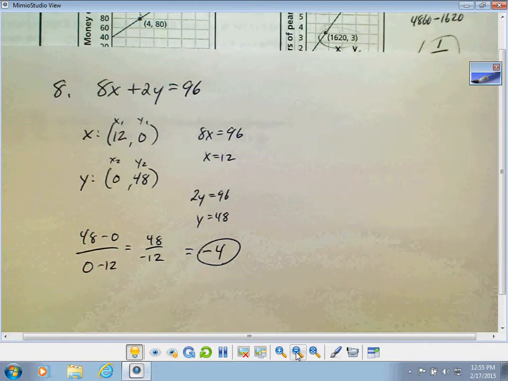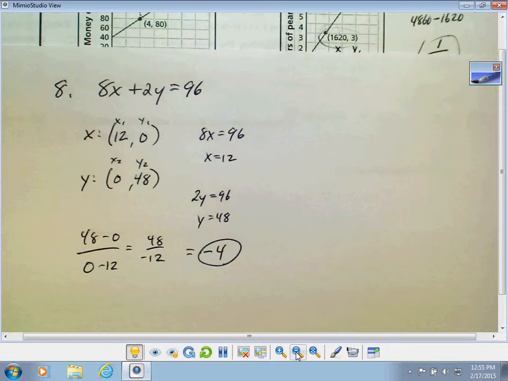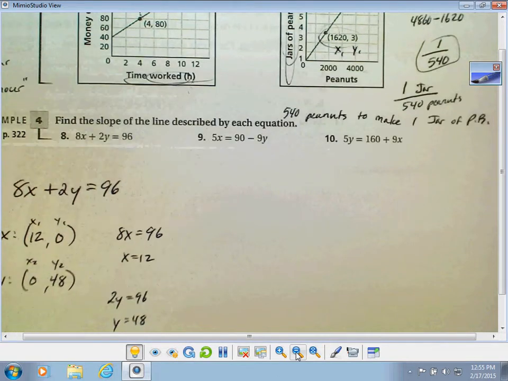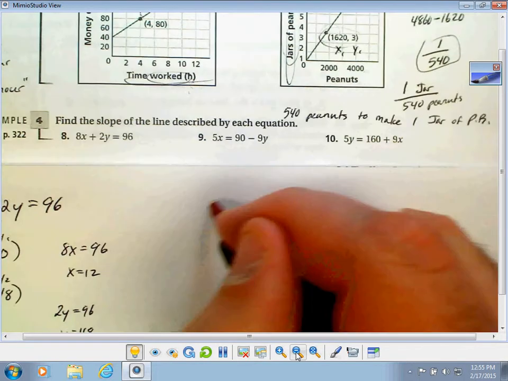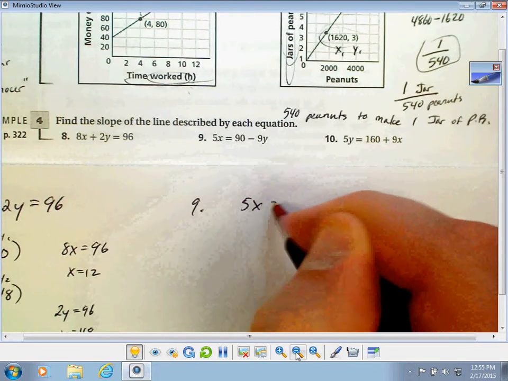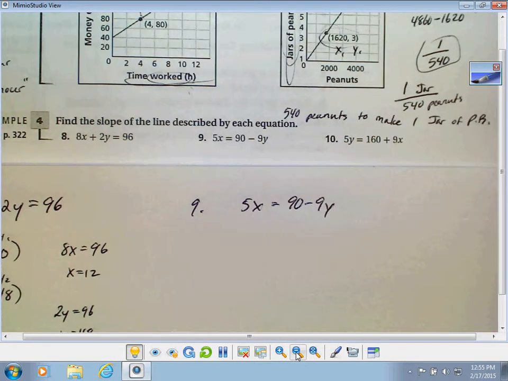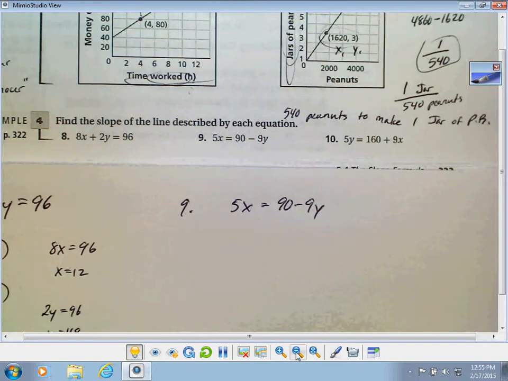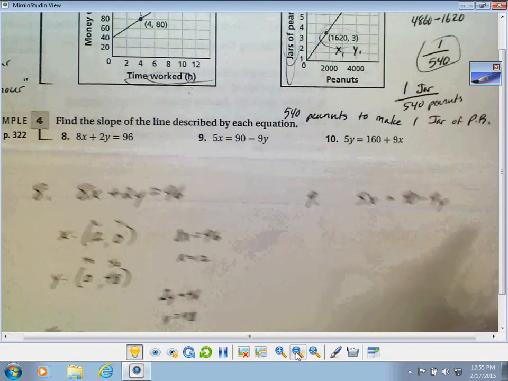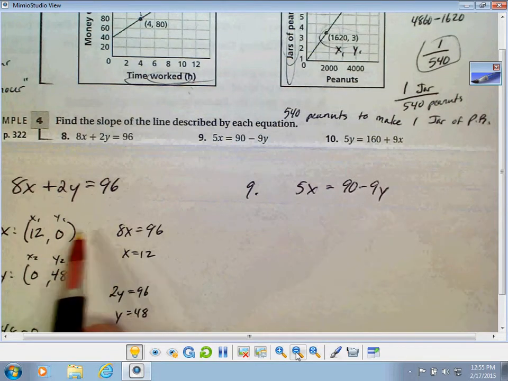We're going to end up repeating that kind of process for each equation. First find the 2 points, and then use those 2 points to calculate a slope. So if we go to number 9, the equation is 5x equals 90 minus 9y. My suggestion is to do this like we did number 8. You notice that x and y are together.